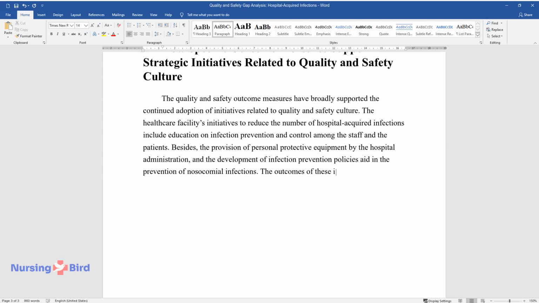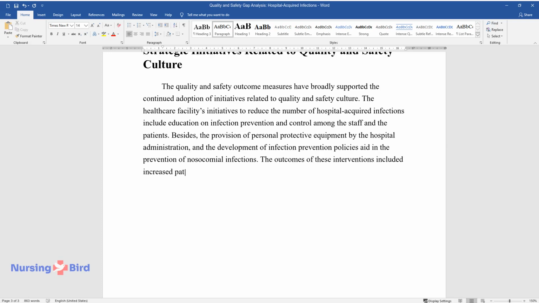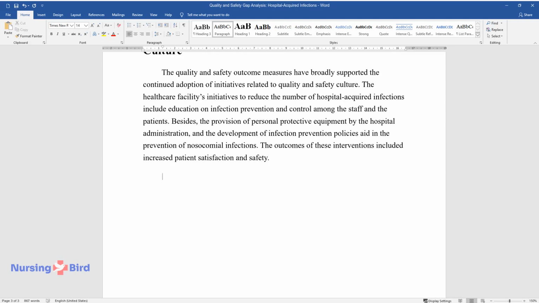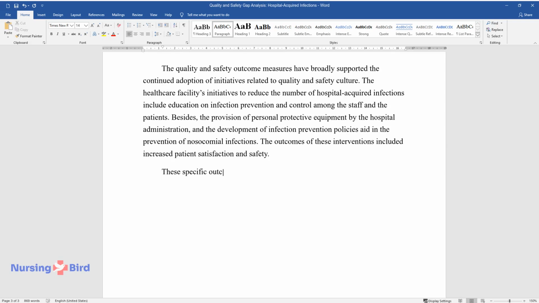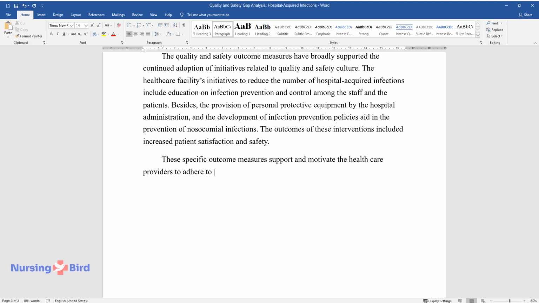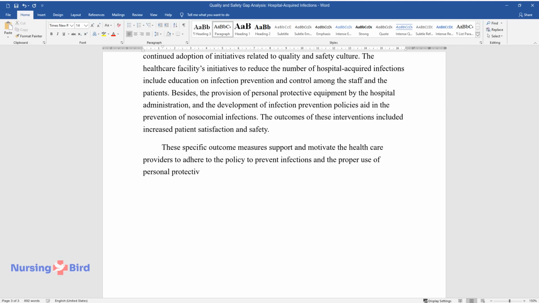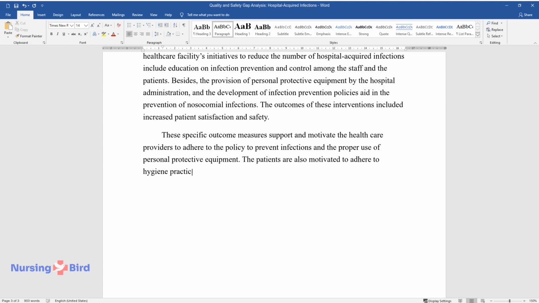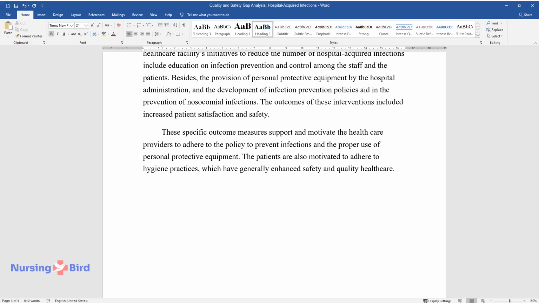The outcomes of these interventions included increased patient satisfaction and safety. These specific outcome measures support and motivate the healthcare providers to adhere to the policy to prevent infections and the proper use of personal protective equipment. The patients are also motivated to adhere to hygiene practices, which have generally enhanced safety and quality healthcare.